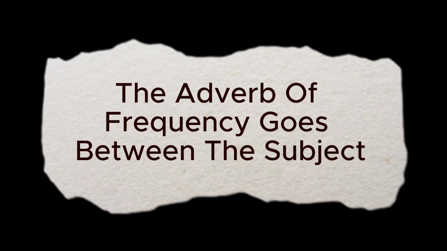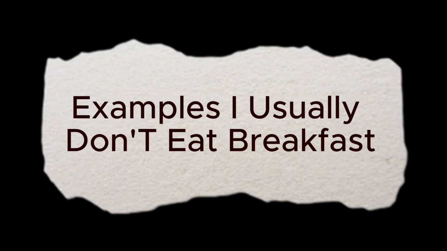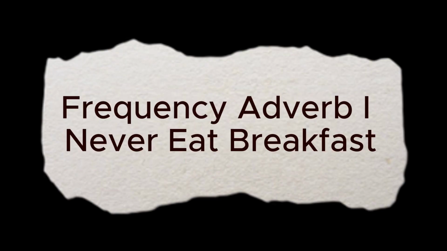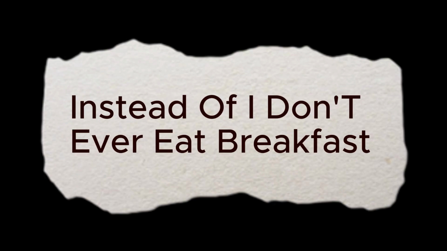The adverb of frequency goes between the subject and don't or doesn't. Examples: I usually don't eat breakfast. She always doesn't forget. They often don't come. Or you can use never instead of don't plus frequency adverb. I never eat breakfast instead of I don't ever eat breakfast.